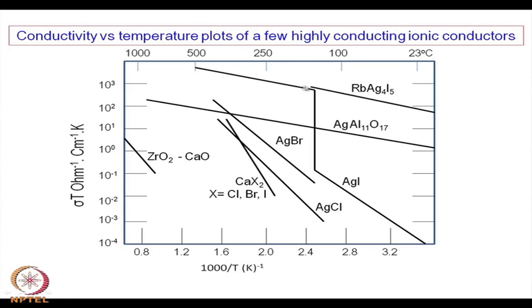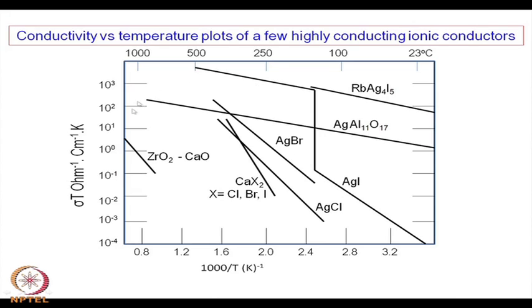In fact, silver iodide is one of the very important ionic conductors, in which the conductivity is because of the silver ion and not the iodine ion. So, it is a cationic conductor. All these are basically cationic conductors. And there is a phase transformation around 150 degrees or so. So, it is a very sudden change of phase. The higher polymorphic form has a much higher conductivity than the lower temperature polymorphic form.